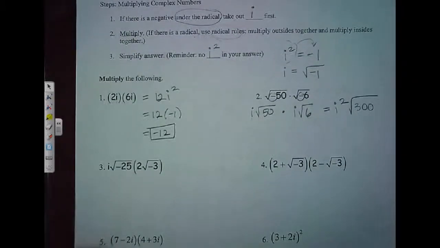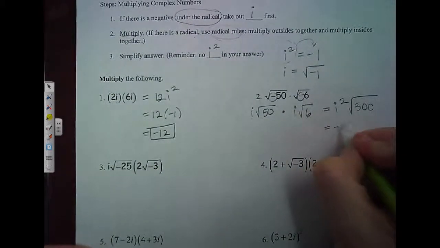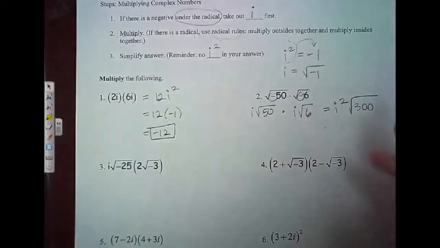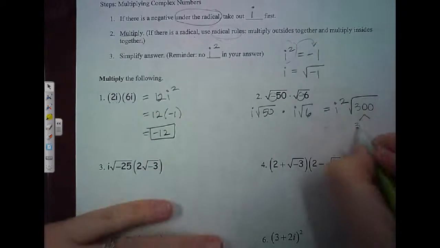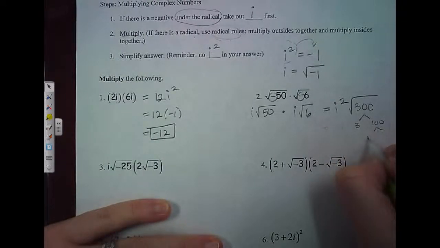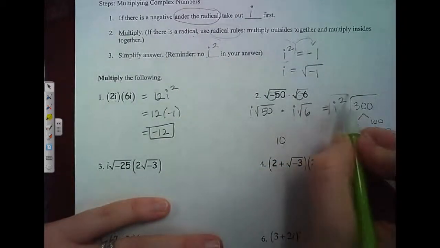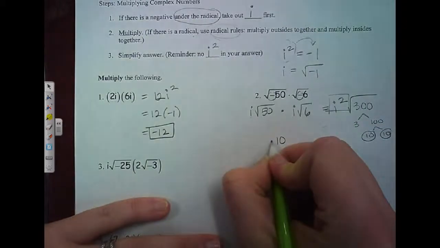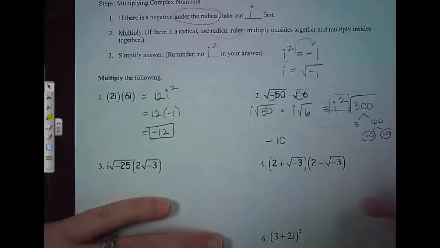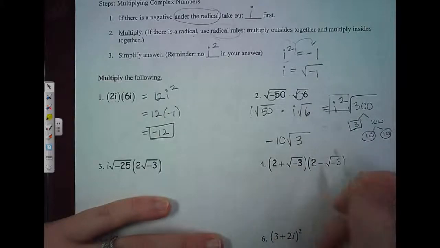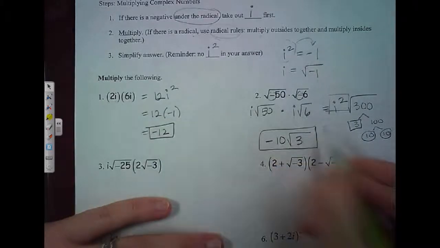So if I simplify that, i squared is -1. Well, we'll simplify that at the end. Let's go ahead and break down 300. So 3 times 100, 10 times 10. So I have a pair of 10s. So on the outside, I have a 10. And then I have this i squared, which changes to a -1. So I have a -10. And then inside the radical is just a 3. So -10 square root of 3.